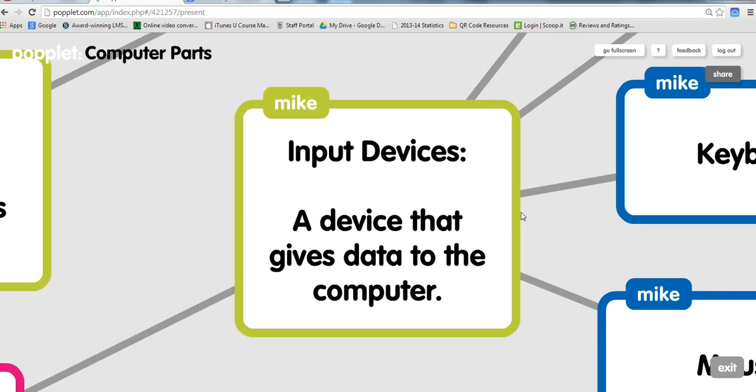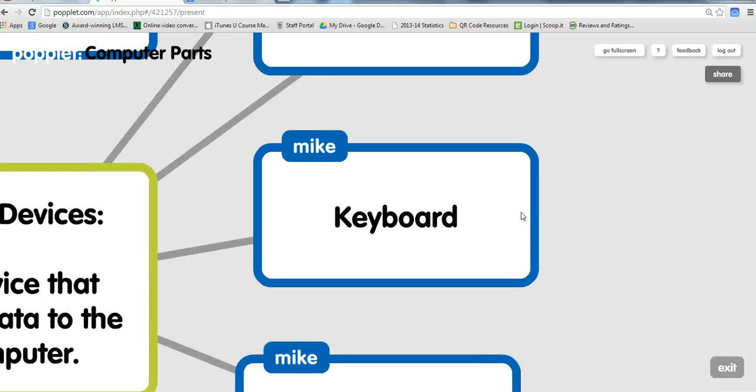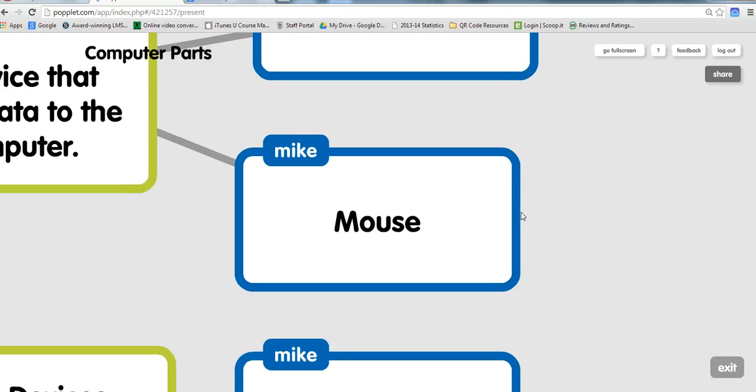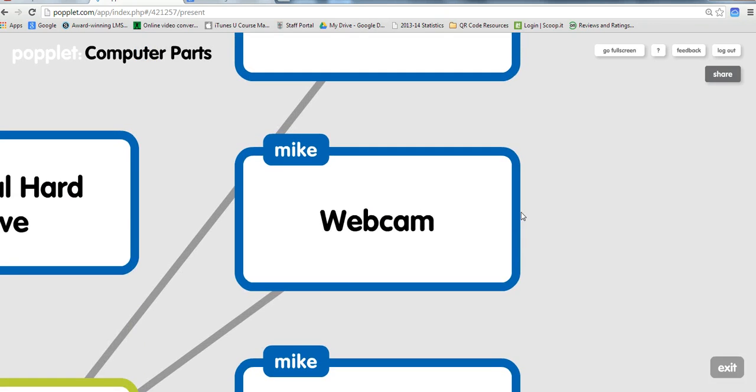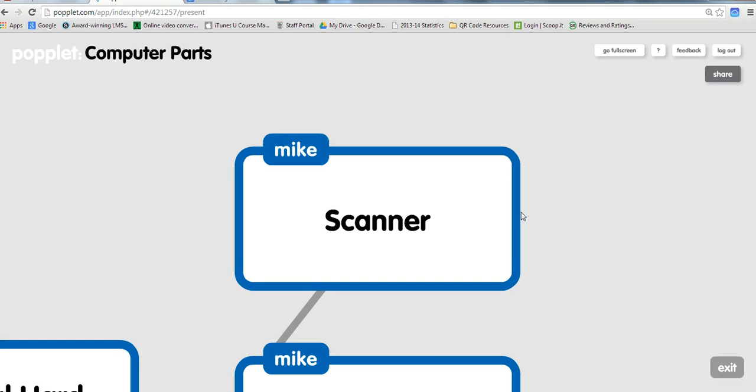Our first category is input devices, and an input device is any device that gives data to the computer. Common ones are the keyboard, the mouse, a webcam, and a scanner. These input data into the computer.